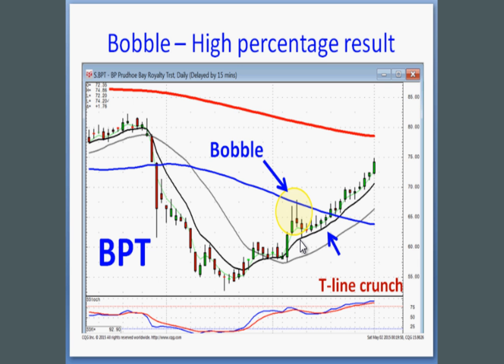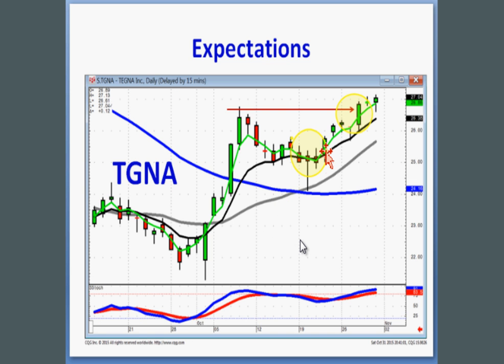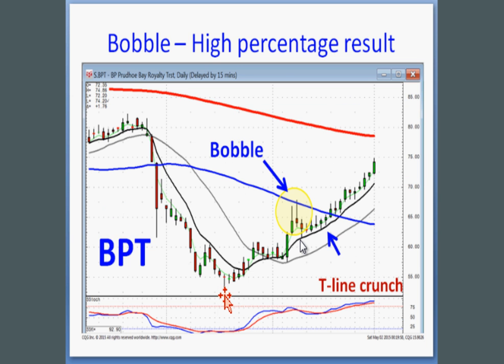So somebody was asking the difference between a bobble and a T-line crunch. A T-line crunch is a slow, steady move up to that resistance level. A bobble is when you come up, you hit the resistance level and you pull back, you take your profits, but when you notice they can't close it below the T-line, then notice how the T-line crunch takes effect. You can be buying back here because now you have a bobble breakout, which also corresponds with being a J-hook pattern.